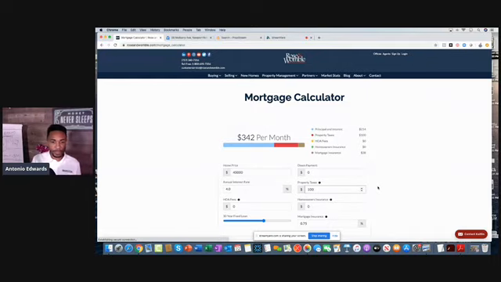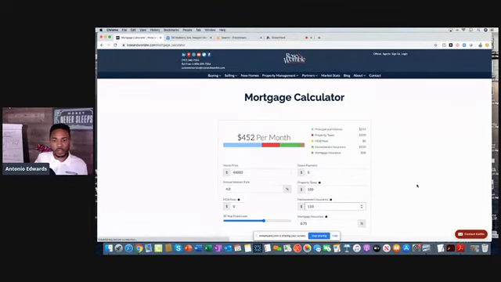Now I want to add my insurance, because usually when you're getting bank financing it includes the PITI: principal, interest, taxes, and insurance. And the insurance on this property is about $110 a month.